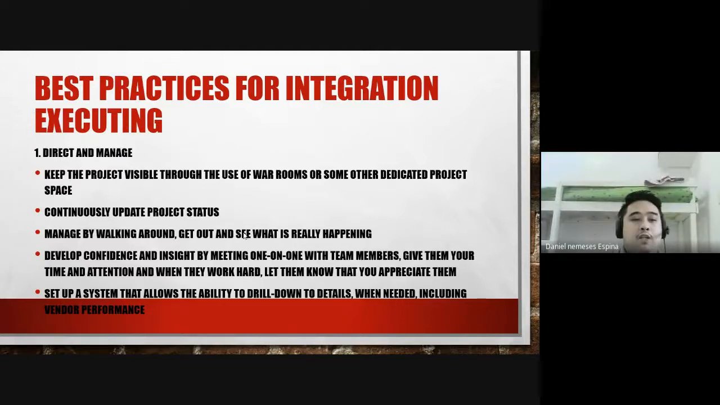So manage by walking around. So you need to walk around as a project manager. Get out and see what is really happening. So develop the confidence and insight by meeting one-on-one with the team members. So give them your time and attention. And if they work hard, so let them know that you appreciate them. So even though some employees are not well compensated, if they see that the managers are appreciating them, that's enough reason for them to stay in the team. Set up a system that allows the ability to drill down to details when needed, including the vendor performance.